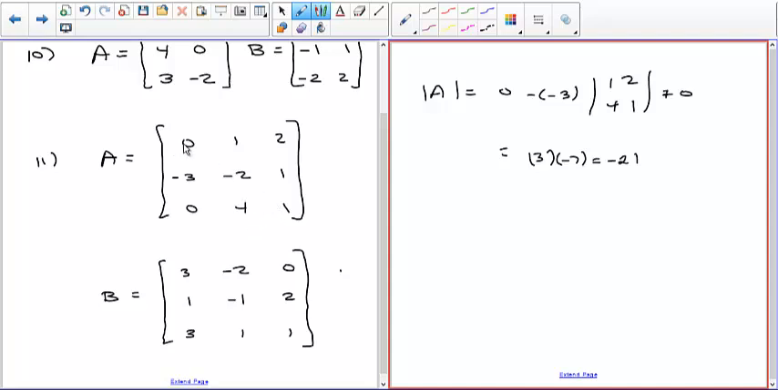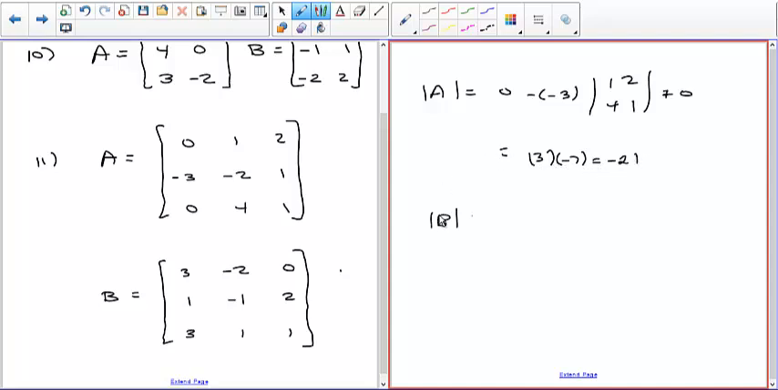So we take 0 minus negative 3 across the row at second row, first column, 1, 2, 4, 1. When you do that, you get negative 7. Negative times the negative is positive. 3 times negative 7 is negative 21.